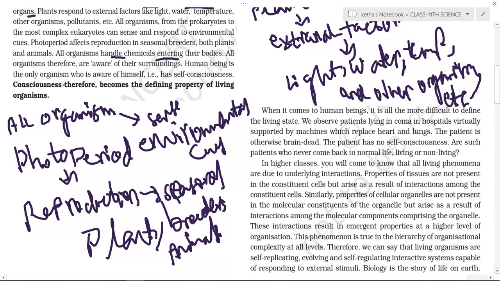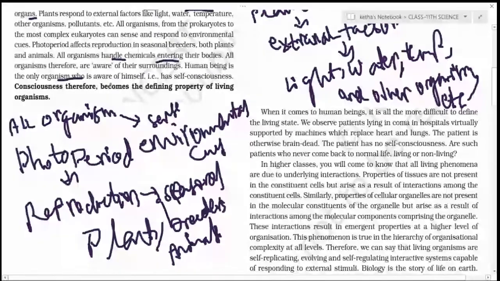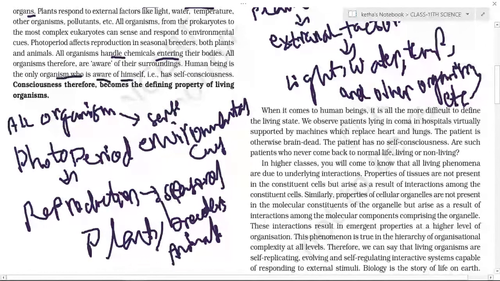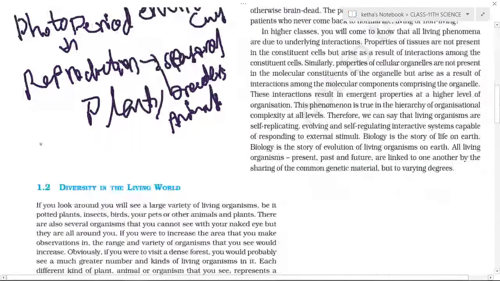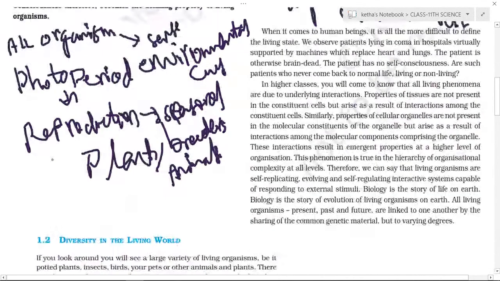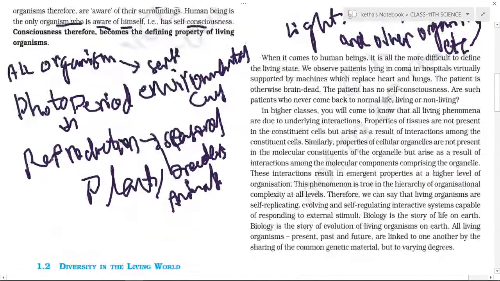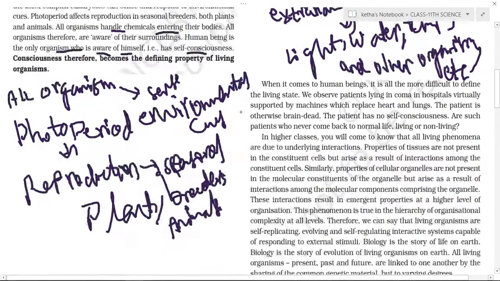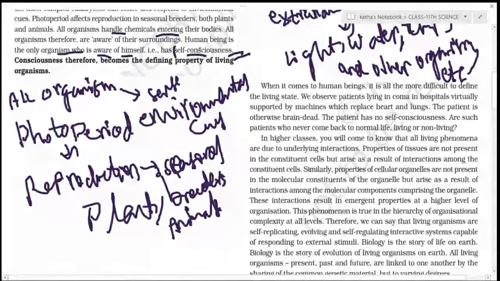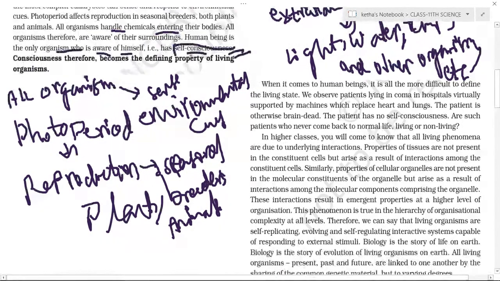Human beings are the only organisms who are aware of themselves, that is, who have self consciousness. We can say that human beings have self consciousness.